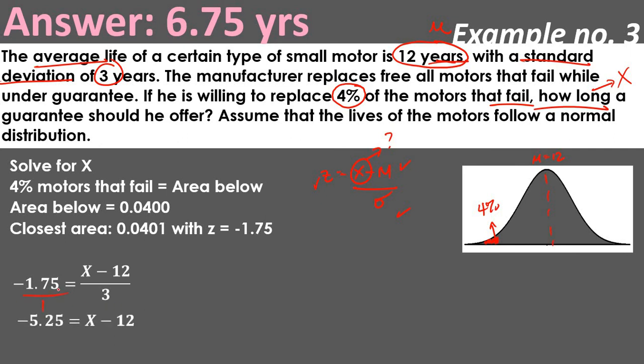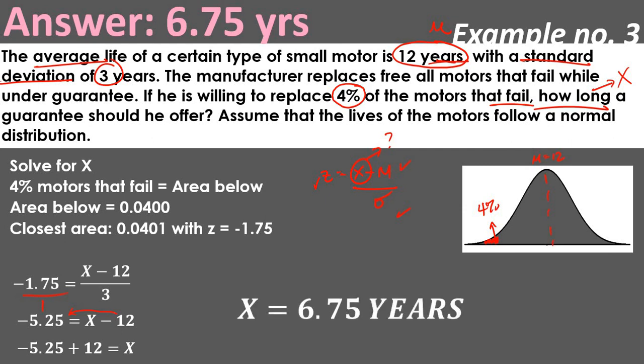Now what we can do next is to cross multiply. So that will be negative 1.75 times 3, which is negative 5.25 equals x minus 12. So to solve for x, we transpose 12 to the other side. That will be negative 5.25 plus 12. So the value of x is 6.75 years. So the answer in this problem is 6.75 years. So if you can see a given area, technically, you will be either solving for z or the score.